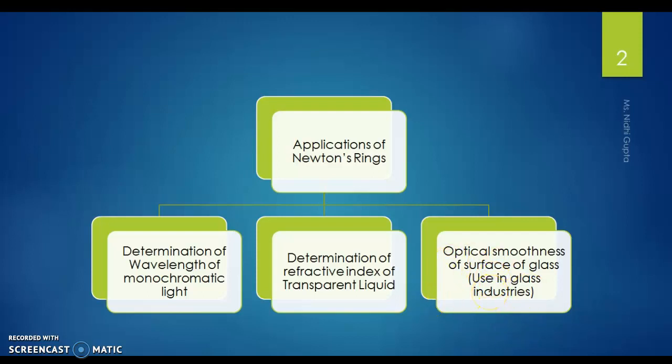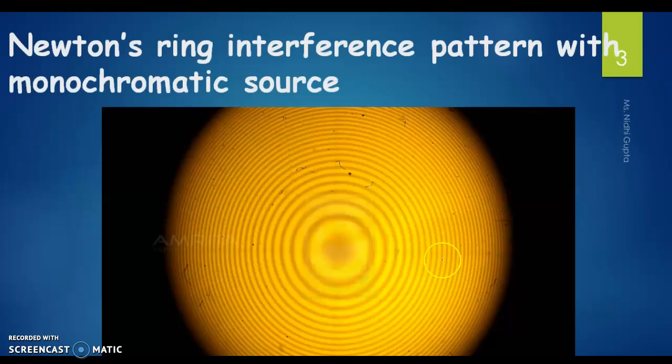Suppose we have a glass surface and we want to check the optical smoothness. Optical smoothness means the disorder of the surface is also checked through Newton's rings. So in the glass industry, it is widely used. These are the Newton's rings. The center is dark in this pattern, and this is the pattern obtained from a monochromatic source of light.